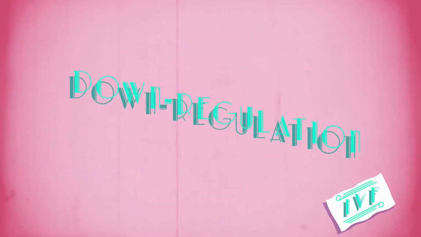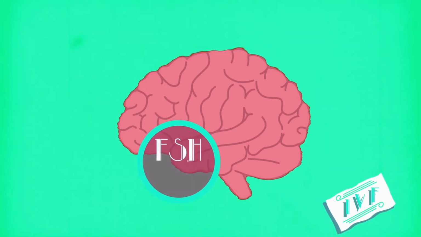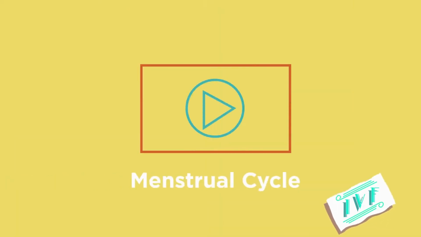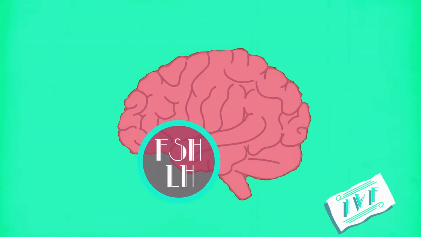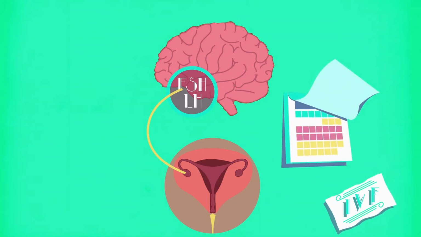The first step is called downregulation. Drugs are used to turn off a woman's ovaries by suppressing the production of the hormones FSH and LH. We learned about FSH and LH in the menstrual cycle video, which you may want to watch to remember how they work. In brief, FSH and LH are the hormones that trigger egg development and ovulation during a woman's monthly cycle. Turning FSH and LH off suppresses a woman's natural menstrual cycle, making the stages of treatment more effective. This happens for about 2 weeks.